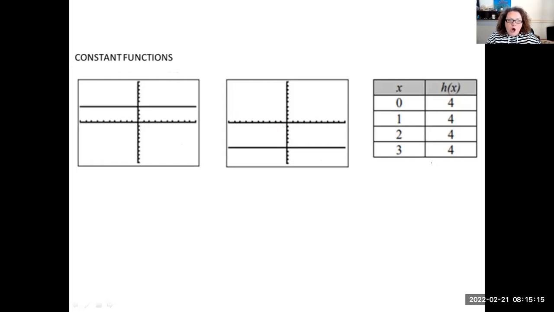Constant functions, left to right. What's happening with this line? It's not doing a thing. It's just staying constant. All horizontal lines are constant functions. If you notice your input variable, as it's going up, 0, 1, 2, 3, the output, or the dependent, isn't doing a thing. It's just constant. It's always 4. Okay.